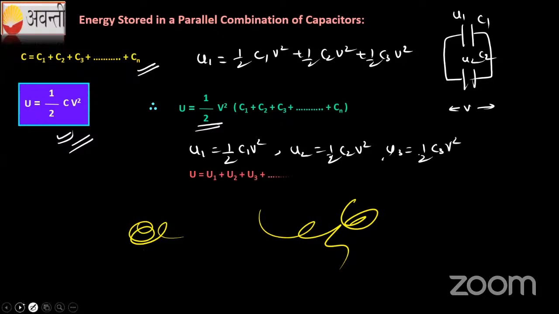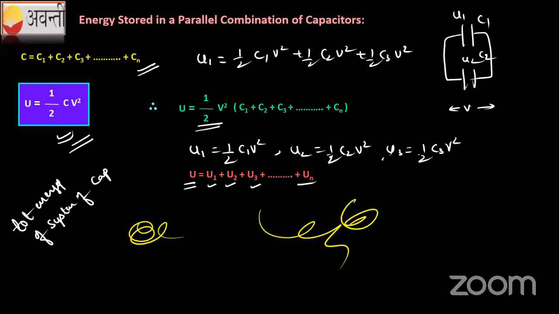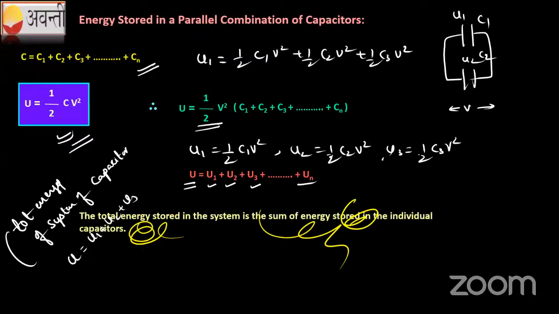Means it is also a combination of addition of all the energies. If you want total energy, in parallel combination also you can add directly U1 plus U2 plus U3 up to Un. This is the same thing, right? If you want to find the total energy of a system of capacitors, in both combinations, series and parallel, you just add U1 plus U2 plus U3, means we add the energy of the individual capacitors, right? That is called the energy stored in a parallel combination of capacitors. Is that clear? In both cases, that's it. Is it clear?